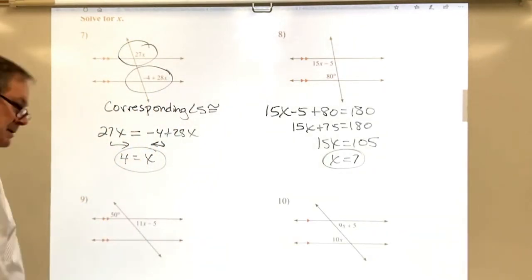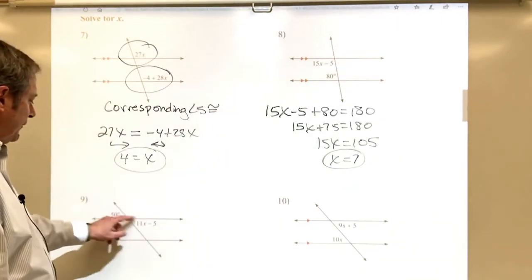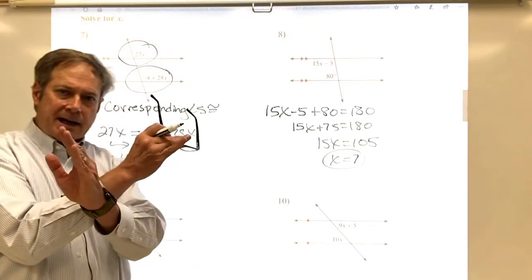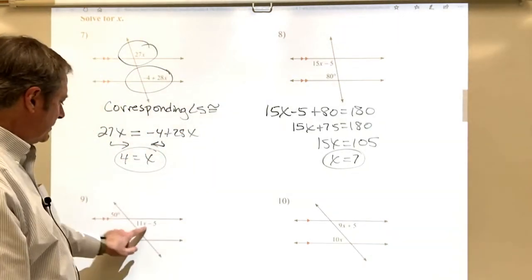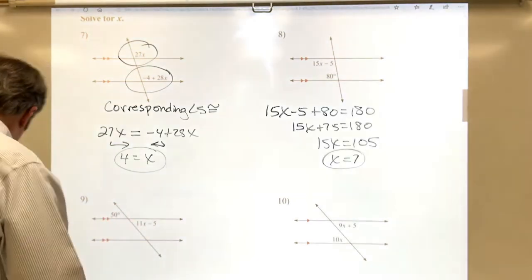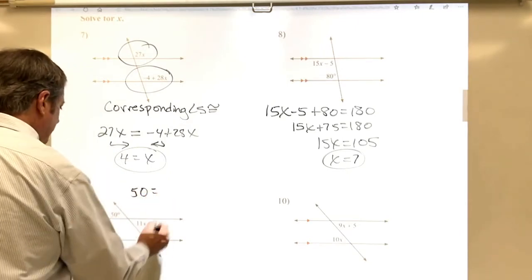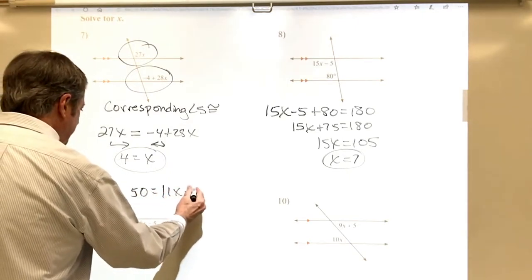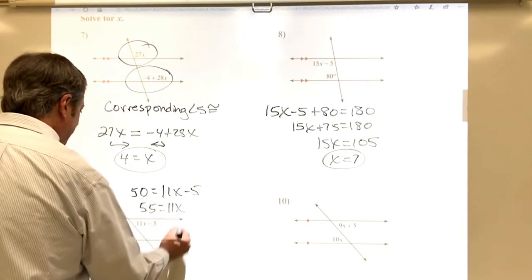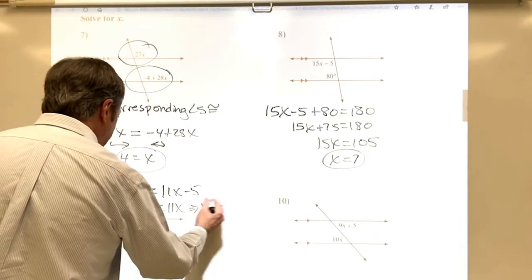All right, example 9. Now, this doesn't fit the ones I've shown you before, but hopefully you can see that, notice they form an X. So these are vertical angles, and vertical angles are always congruent. So what are we going to do? We're going to say, well, 50 is equal to 11x minus 5. Add 5 to both sides. 55 is equal to 11x. And then we'll divide by 11, so x is equal to 5.